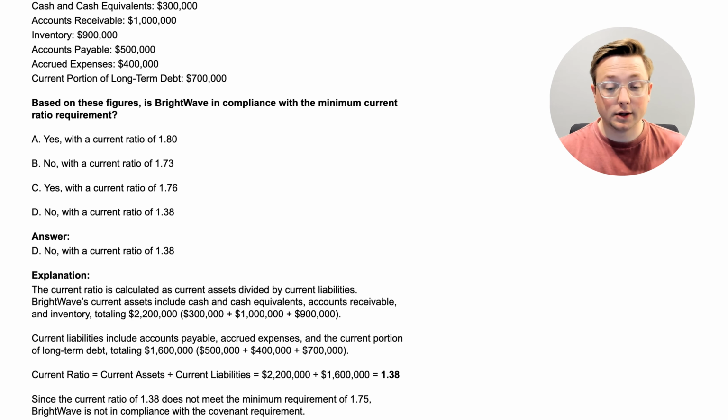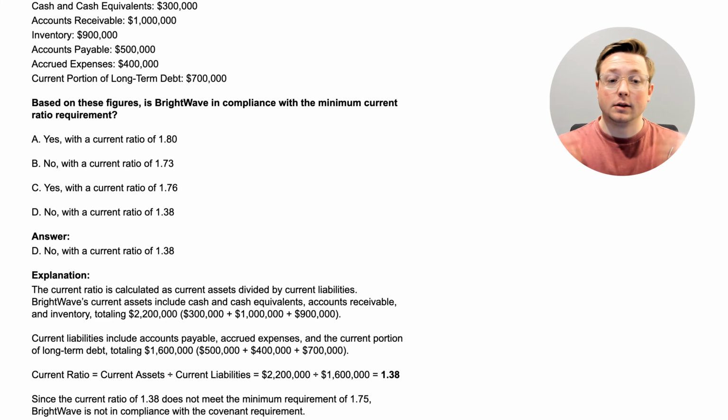Brightwave's current assets include the cash, the accounts receivable, and the inventory. So that's $300,000 plus $1 million plus $900,000, which gives you $2,200,000. And then the current liabilities, that's accounts payable, accrued expenses, and the current portion of long-term debt. So that's $500,000 plus $400,000 plus $700,000, which gives you $1,600,000 of current liabilities. So you divide the current assets of $2,200,000 by the current liabilities of $1,600,000, and that gives you 1.38. That is not enough. That is below the 1.75 current ratio requirement that they have to meet for this debt compliance.